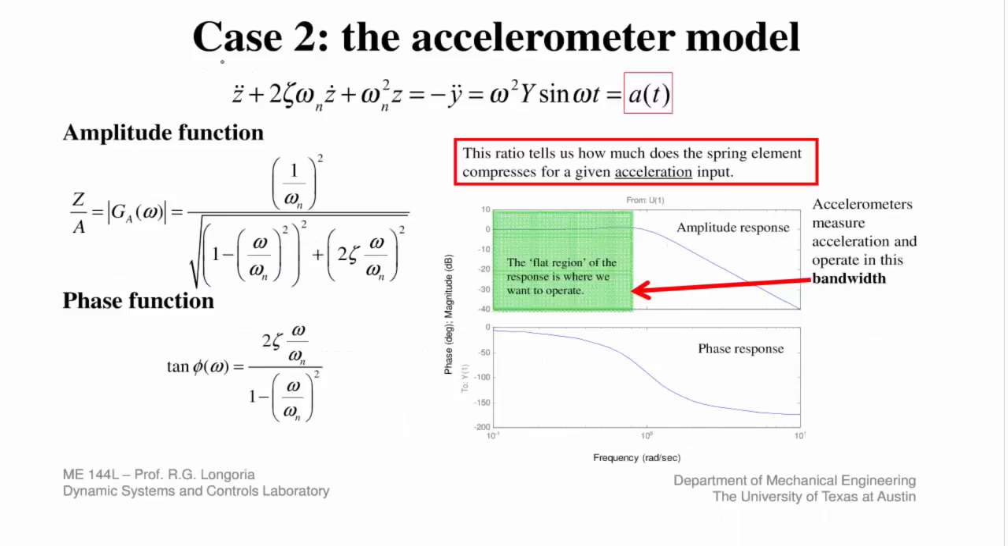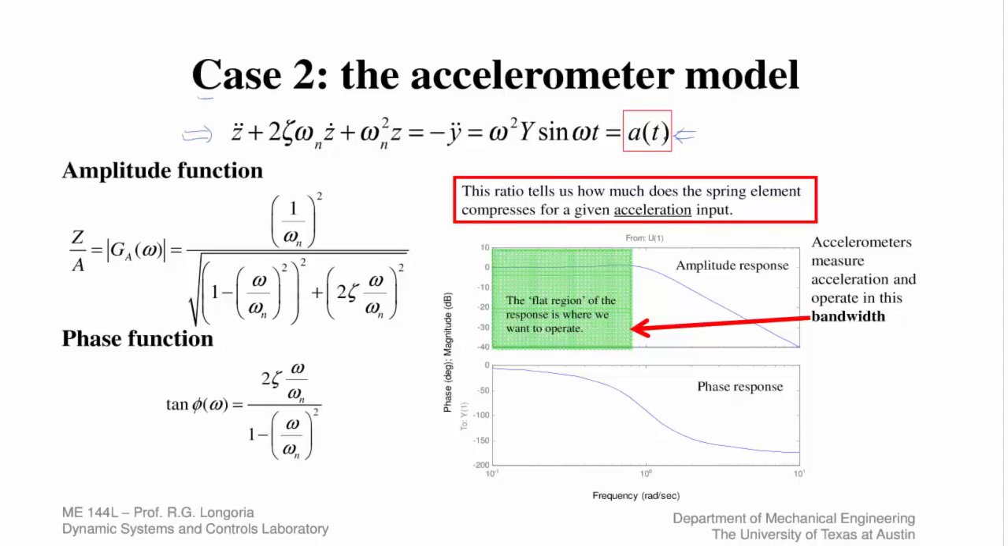Okay, now let's talk about the second case, and this is the accelerometer model. Sorry, same system, but I'm just writing it differently, right? Before, I focused on the input displacement amplitude. Now I want to focus on the input being the acceleration, and I want to get a relationship between the amplitude of the deflection of the spring and the amplitude of the acceleration, because I want to measure acceleration.